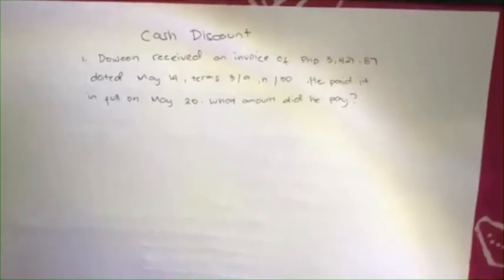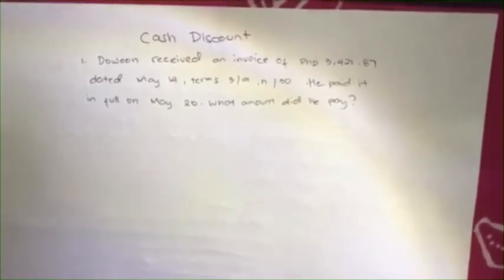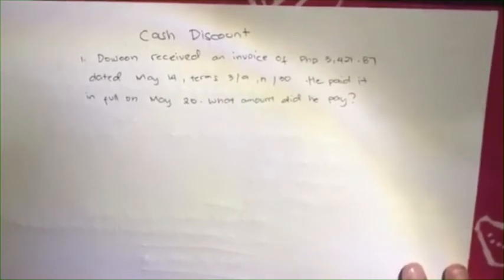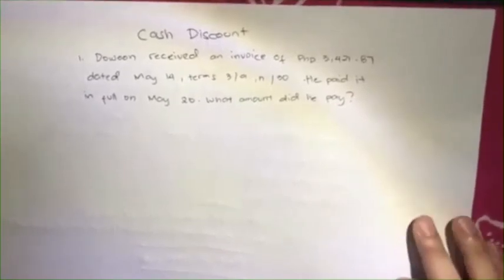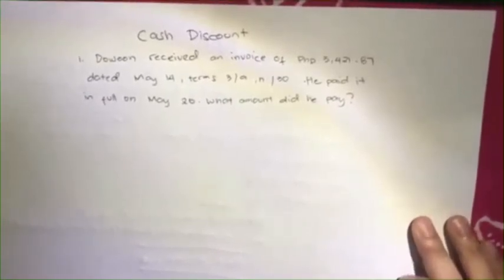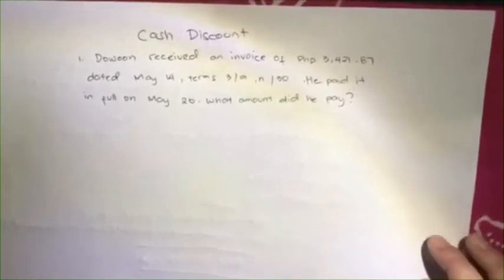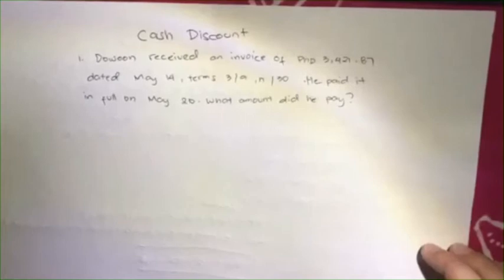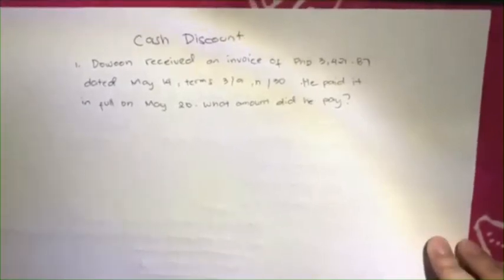So, punta tayo sa ating next topic, which is cash discount. Problem number 1, Dowon received an invoice of 3,421.87 dated May 14, terms 3 and 9 and N and 30. He paid it in full on May 20. What amount did he pay?